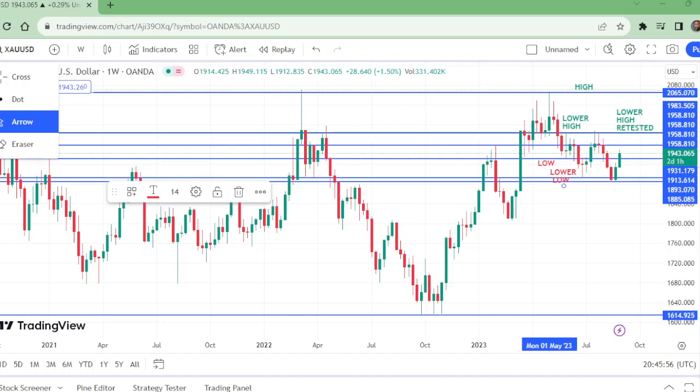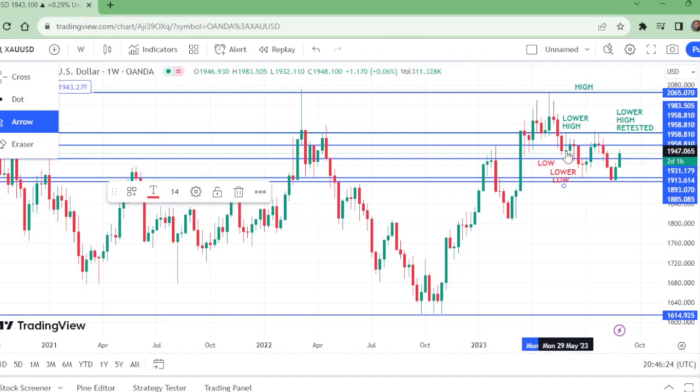This is the weekly time frame chart of gold. Now gold is coming down from this high. This is the weekly time frame and this was the weekly high. After this high, the market came down to this level which was the low. This was the high of the market and this was the low of the market.